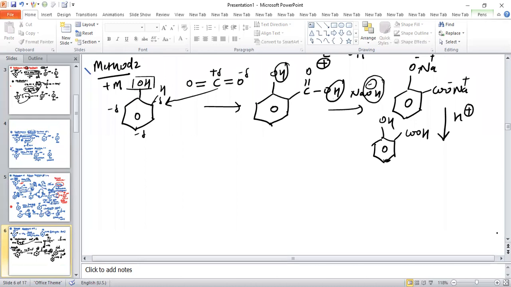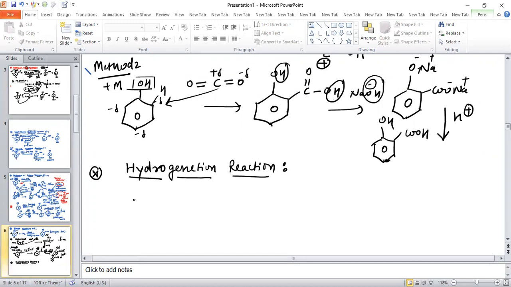Now, next we are going to discuss another reaction related to phenol, which is hydrogenation. Hydrogenation means addition of hydrogen, and we add hydrogen in the presence of nickel. This is a very strong reducing agent, we know, and the temperature provided for the reaction is 150 degrees Celsius to 200 degrees Celsius.